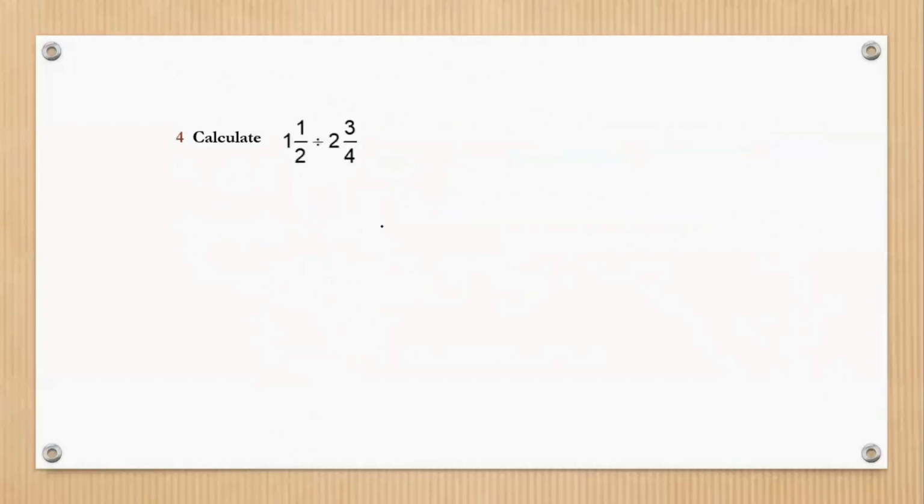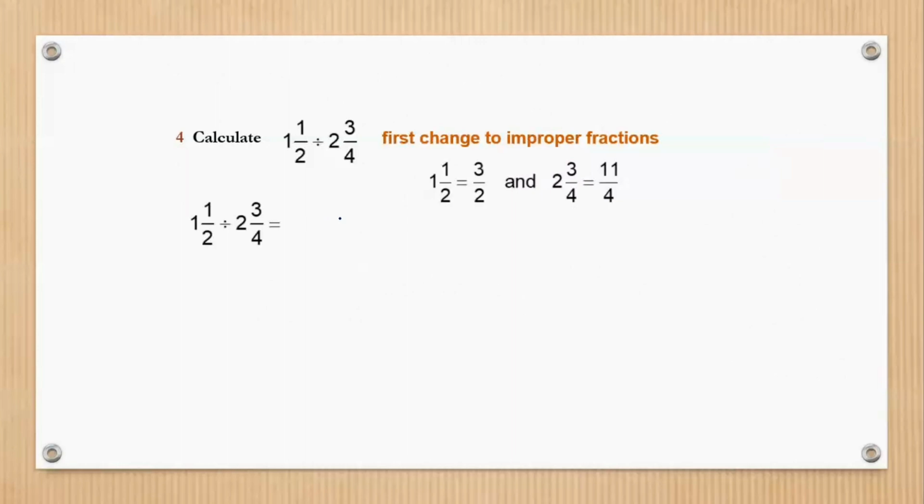Okay. One more question. Calculate 1 1 by 2 divided by 2 3 by 4. Again, we change into improper fractions. So we have 2 1s are 2 plus 1, 3 by 2. 4 2s are 8 plus 3, 11 by 4. Divide it now. So while dividing, what do we do? We keep the first fraction as it is. 3 by 2 will be kept as it is. The division sign will be changed to multiplication and this becomes 4 upon 11.